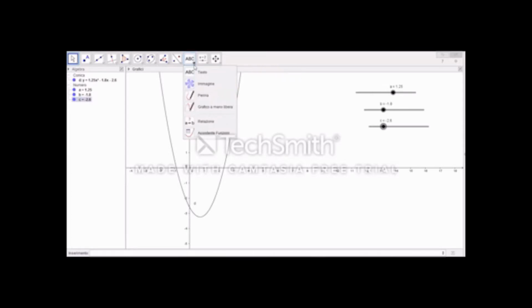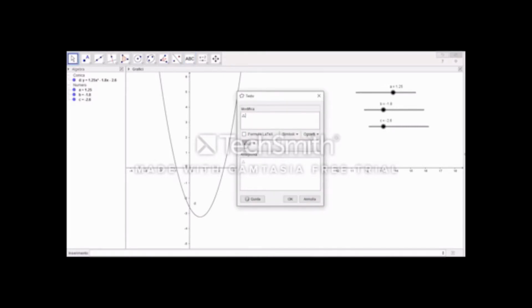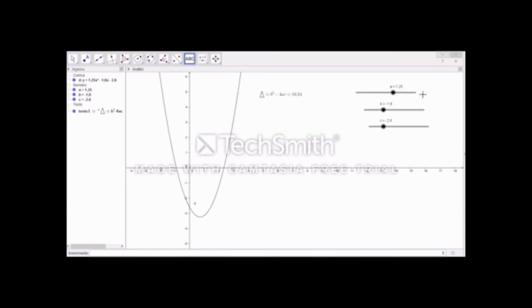Then, we can notice how this can be influenced by the discriminant of the quadratic function. We can select the icon text and write right here the formula of the discriminant, like this. Now we can notice how the values of the discriminant change as we move the sliders.